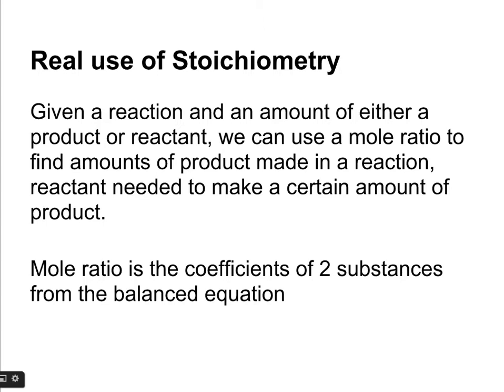Remember, when we're given masses of reactants, we can't go through dimensional analysis directly to masses of products. We've got to convert the mass of those reactants to moles, then use this mole ratio step, that's the ratio of the coefficients, then convert from moles of the product to grams of the product.